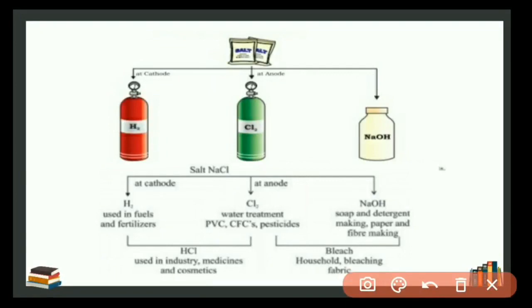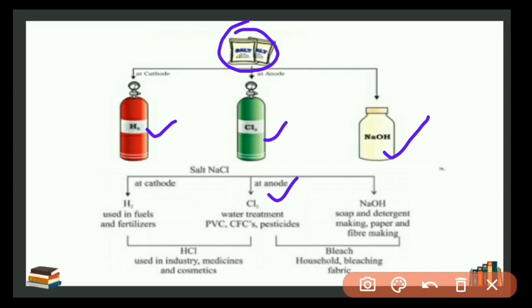We can understand the chloralkali process by this diagram. In this process, make a brine solution of NaCl. It means the dilute solution of NaCl. It's called brine solution. When electricity passes through it, sodium hydroxide forms at the cathode, and a byproduct, chlorine, is also formed in this reaction. Chlorine has a negative charge, so it deposits at the anode, and hydrogen gas is also released.